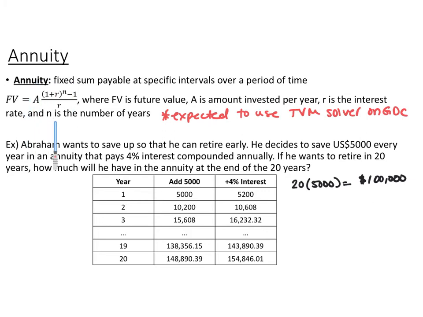This is the formula for it, so FV is your future value, A is the amount invested every year, N is the number of years, and R is the interest rate. But you're not expected to know this. You're expected to use your TVM solver on your graphing calculator.